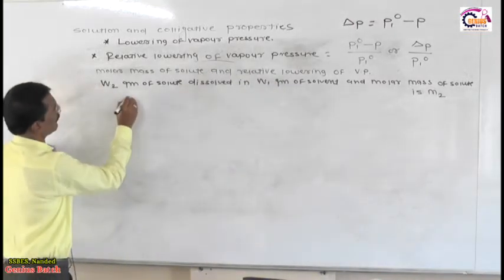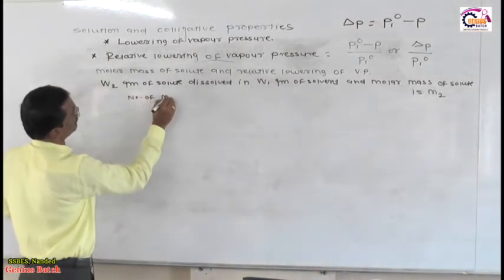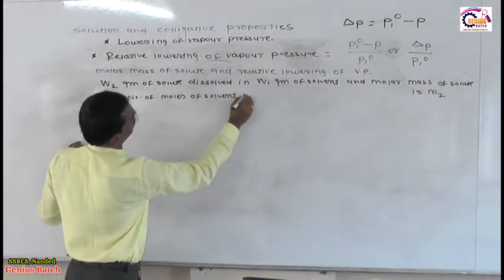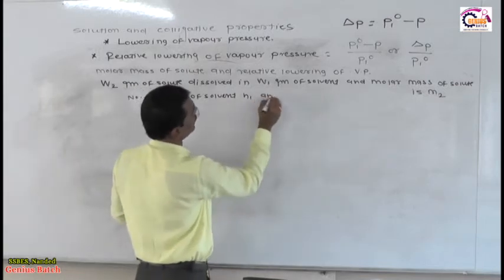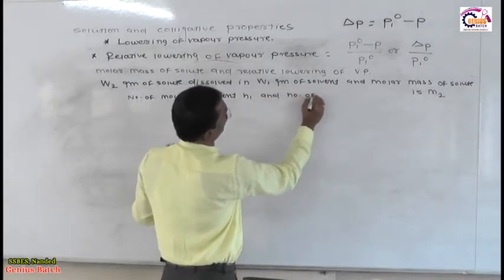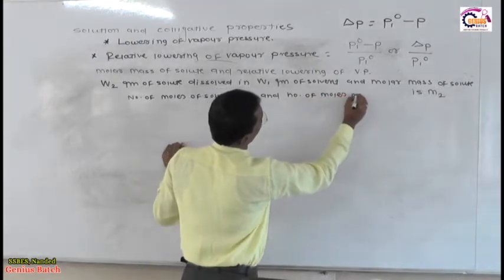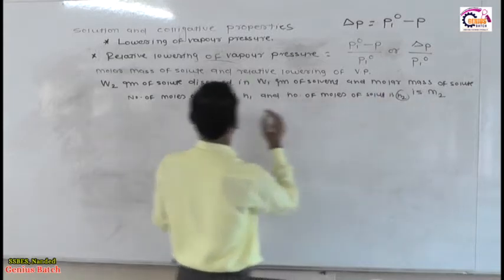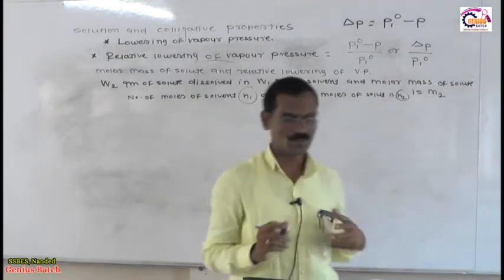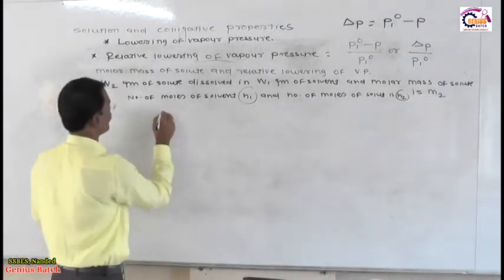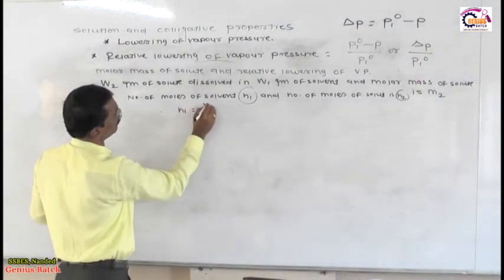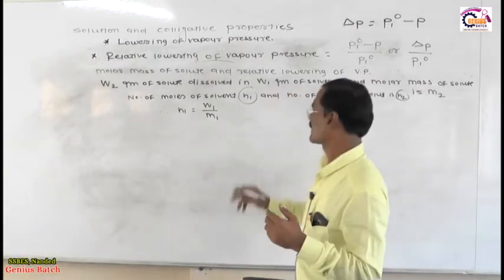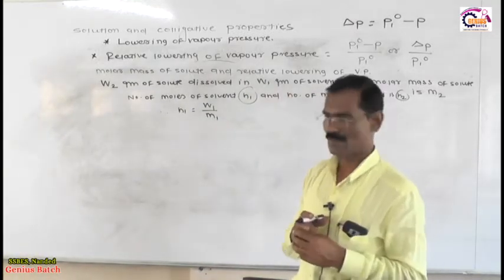The number of moles of solvent is N1, and the number of moles of solute is N2. Therefore, N1 and N2 are given by these equations. N1 is equal to W1 by M1. What is the meaning of W1? W1 is the mass of solvent, divided by M1, the molar mass of solvent.